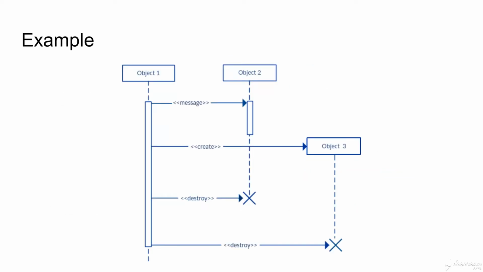Here you can see an example of that. We can see that object 3 is created later in time by object 1, and in the end both objects 2 and 3 are deleted by object 1.